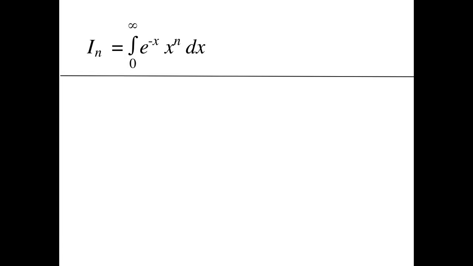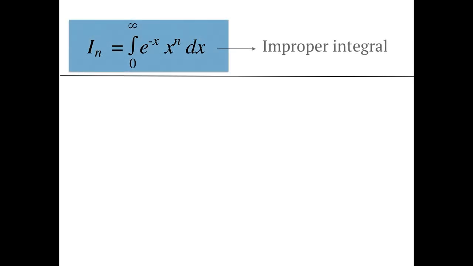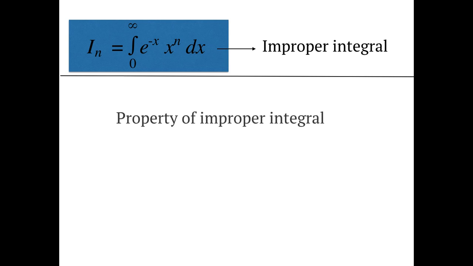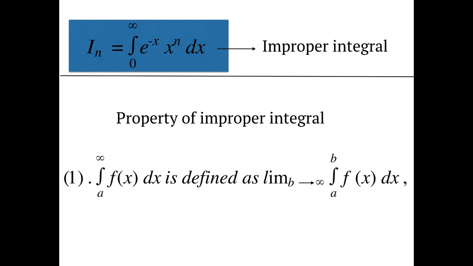So this type of integral, where you have infinity in the boundary, is called an improper integral. And there is a property of the improper integral which you want to know if you want to solve this problem, because you have infinity. So where do you go from? From 0 to infinity? What does that mean? For that reason, we have a property of the improper integral that we can apply in this question.